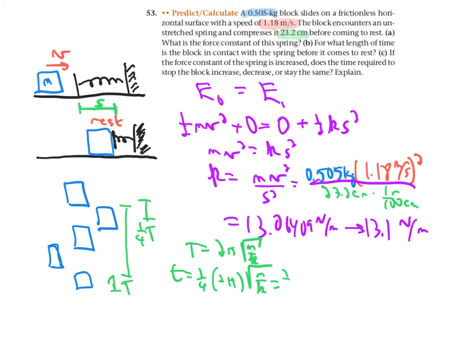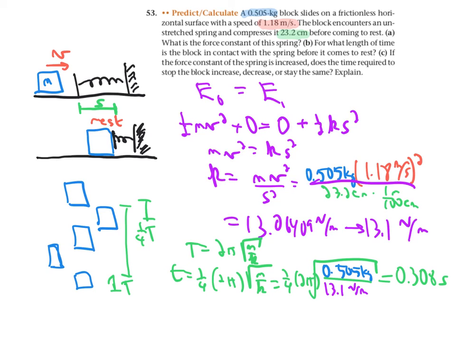So we get 1/4 of 2 pi times the square root of 0.505 kilograms over the 13.1 newtons per meter. And I have to remember that there's a square root there as well. Numerically this comes out to be 0.308 seconds.